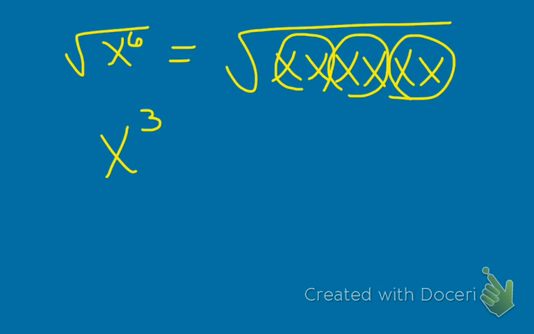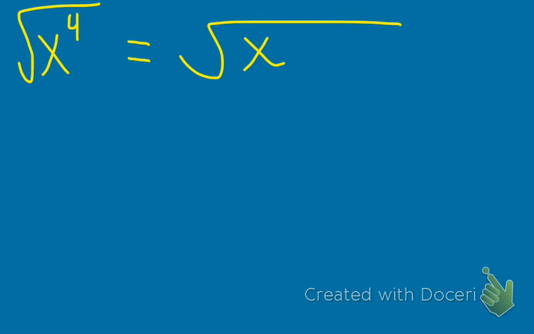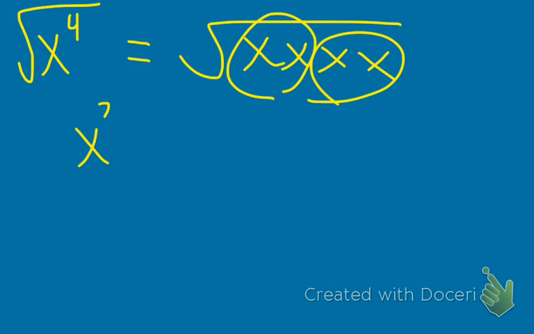So I'm hoping you're going to find a pattern to go from that 6 down to that 3. Just take it in half. Let's see if that works on all of them. So if I had x to the 4th, the square root of that, we're going to have x and x and x and x, right? X squared. So yes, you're going to take it in half.